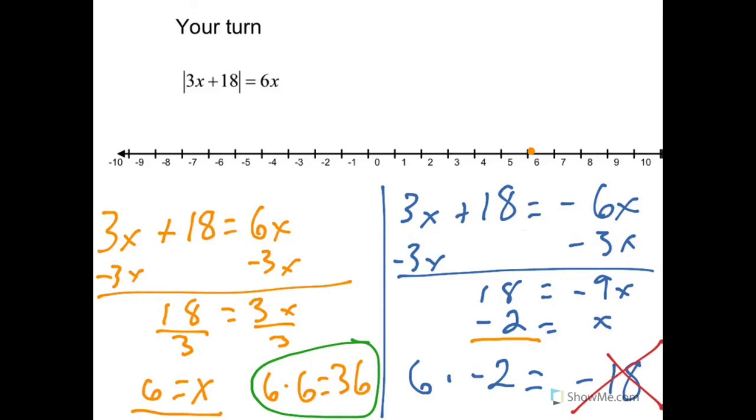So when you plug those back in, when you plug back in 6 equals x, you get 36. That's positive. That's good. Woohoo. Over here, you get 6 times negative 2 equals negative 18. That's no good. We can't have negatives. So the only solution is x equals 6.